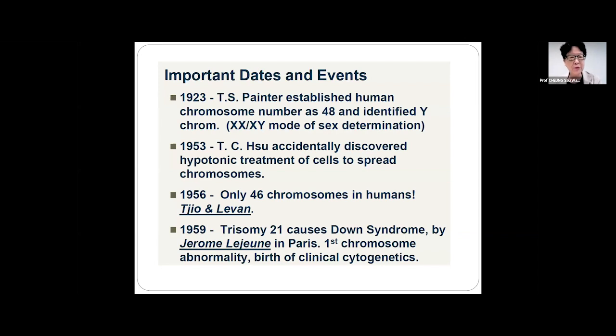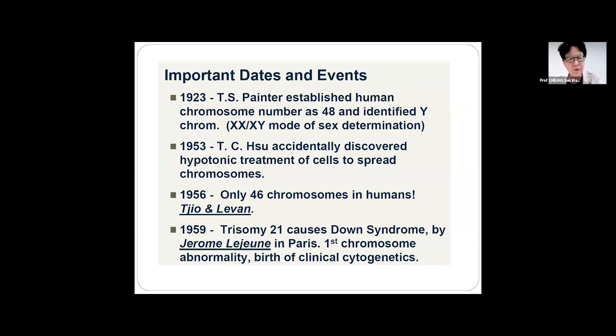So there are some important dates in the development of clinical cytogenetics. In 1923, a pathologist, Dr. Painter, established the human chromosome number as 48 and identified the Y chromosome. He noted XX as female and XY as male.